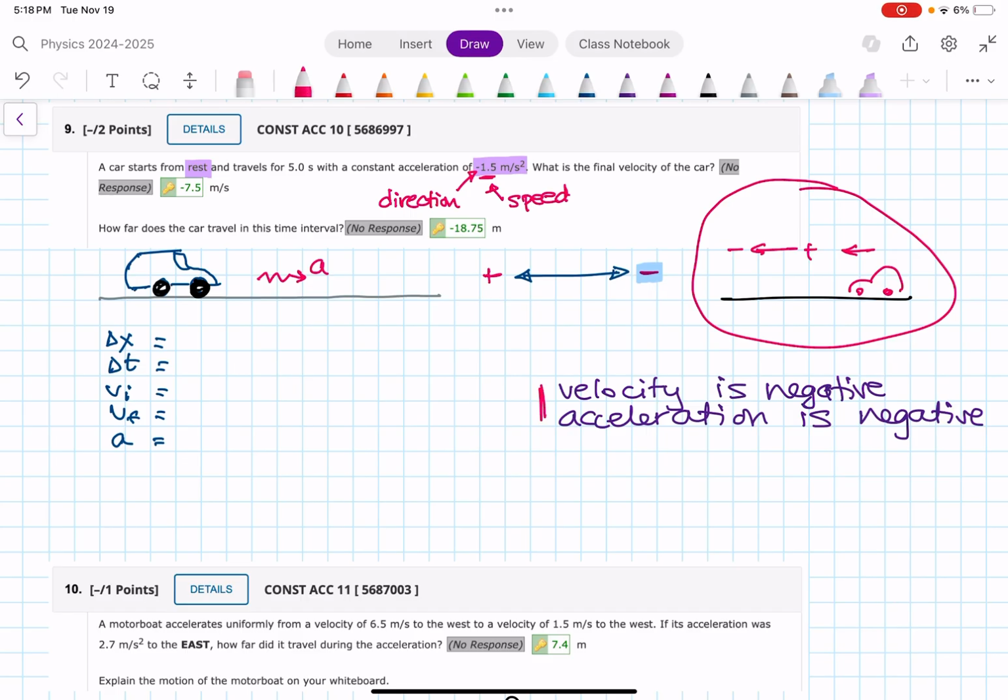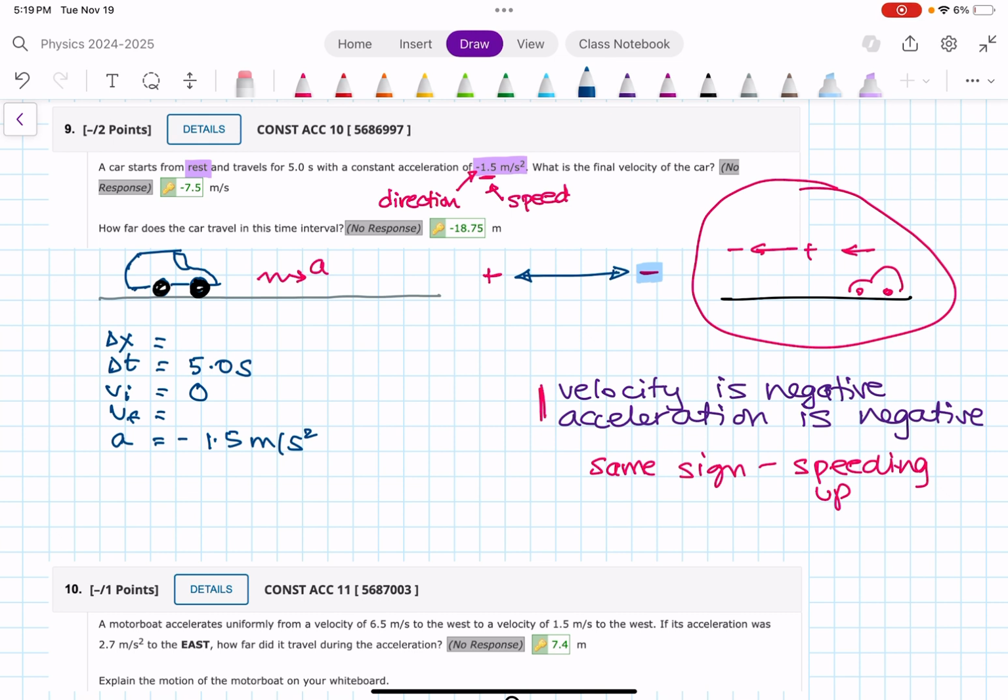When the velocity and the acceleration have the same sign, they're both negative. Sign. This is supposed to say sign. That means it's speeding up. So even though the acceleration is negative, it's getting faster and faster. Because think about it, if it starts off at 0, at rest, and then it's accelerating at negative 1.5 meters per second squared for 5 seconds. So the time is 5 seconds.